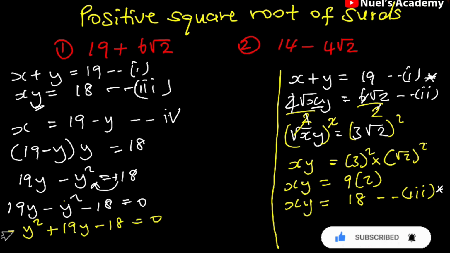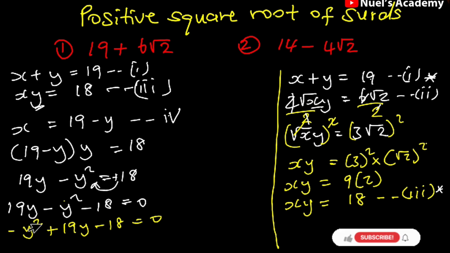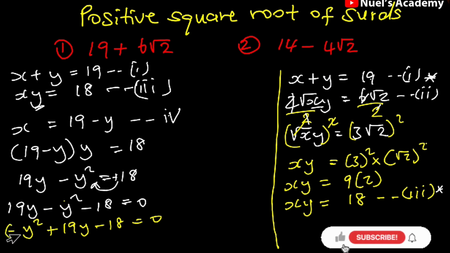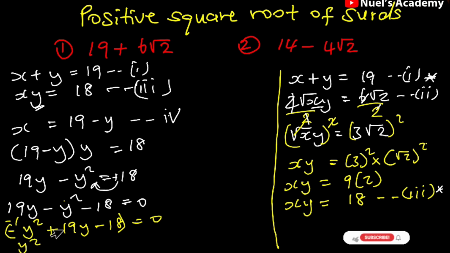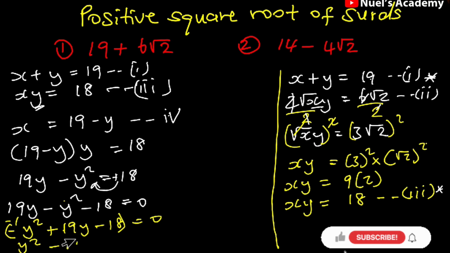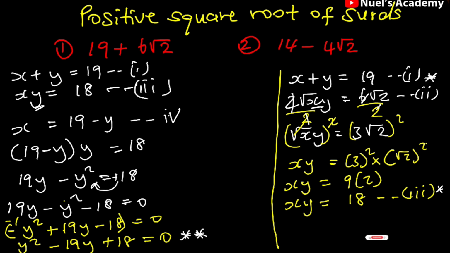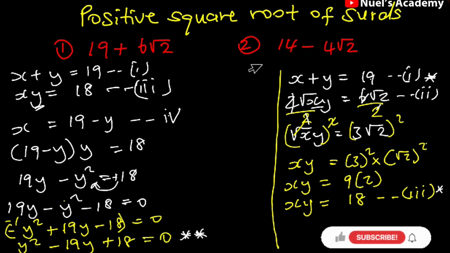Now we don't want a negative sign in front of this y squared. Because of that, let's multiply everything here by negative 1. So negative 1 times negative y squared will give us y squared, then negative times positive 19 will be minus 19y, then minus times minus 18 will be plus 18. So this is equal to 0. This is now a quadratic equation. We are going to solve it by the factorization method, because that equation can be factorized.